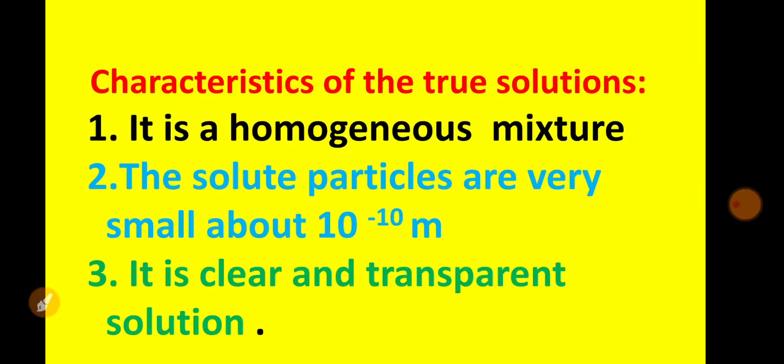Now, the characteristics of the true solution. First, it is a homogeneous mixture. There are two types of solution on the basis of miscibility: homogeneous and heterogeneous. A homogeneous solution is a solution for which the composition of solute and solvent particles throughout the solution is the same. So a true solution is an example of a homogeneous mixture.